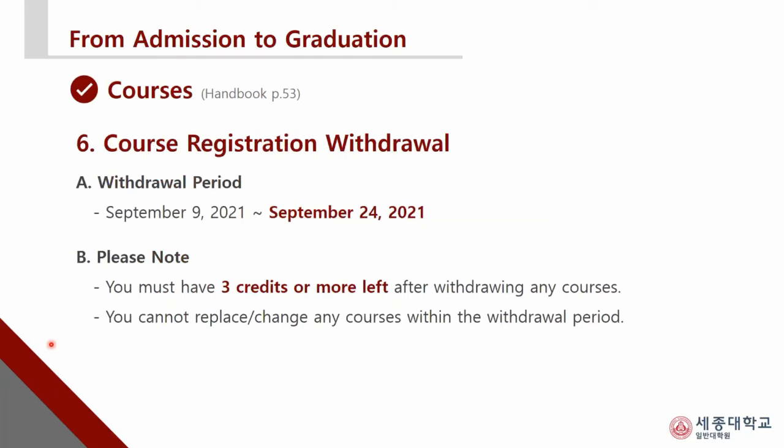Next is the course registration withdrawal period. For this semester, you can withdraw your course until September 24th. Please note that you must have 3 credits or more left after withdrawing any courses. And within this period, you cannot replace or change any courses.